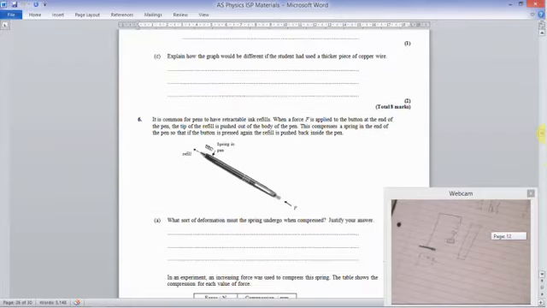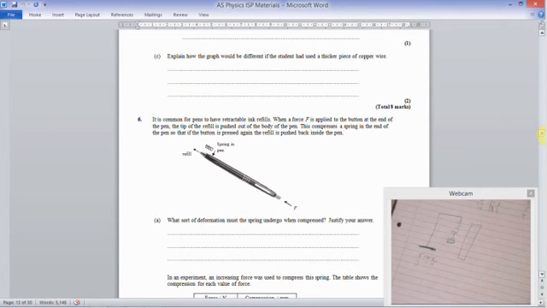Okay, it's common for pens to have retractable ink refills. The force F is applied to the button at the end of the pen. The tip of the refill is pushed out of the body of the pen. This compresses a spring, so we're talking about compression here, not extension. Remember, Hooke's law can still apply. It compresses the spring in the end of the pen so that if the button is pressed again, the refill is pushed back inside the pen.